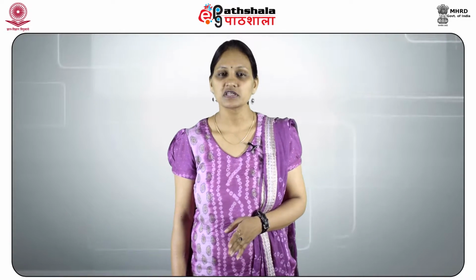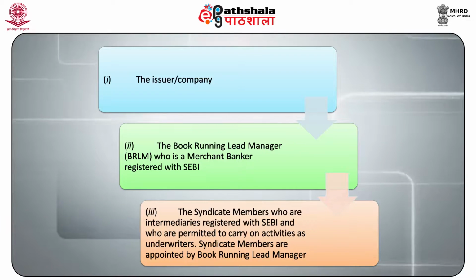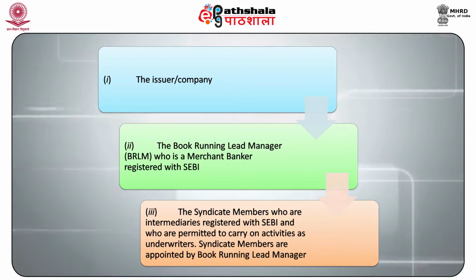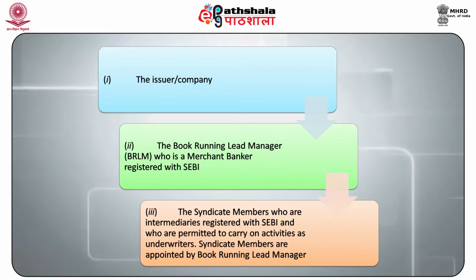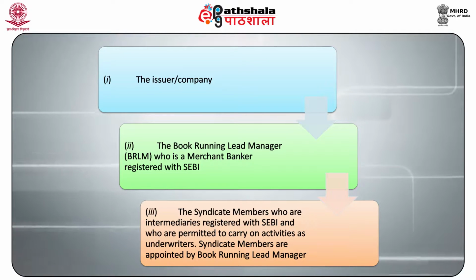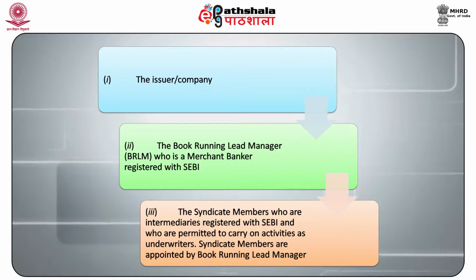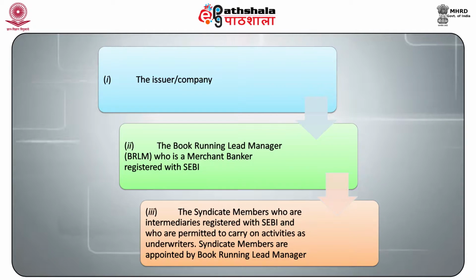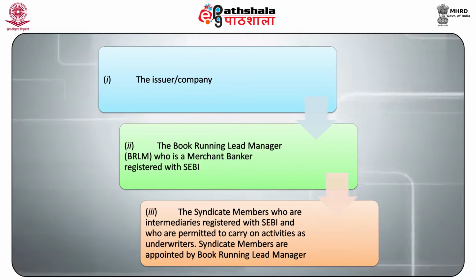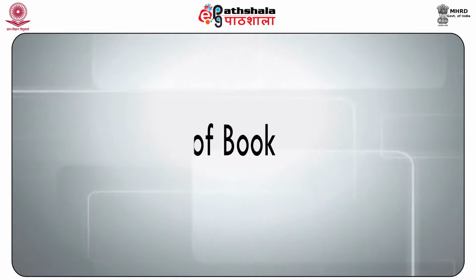The principal parties or intermediaries involved in a book building process are: number 1, the issuer or the company; number 2, the book running lead manager, who is a merchant banker registered with SEBI; third, the syndicate members who are intermediaries registered with SEBI and who are permitted to carry on activities as underwriters. Syndicate members are appointed by the book running lead managers.